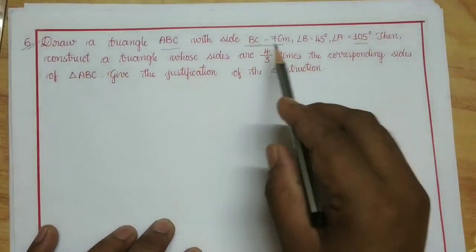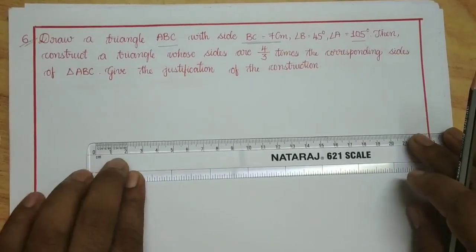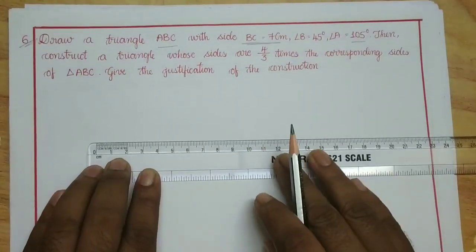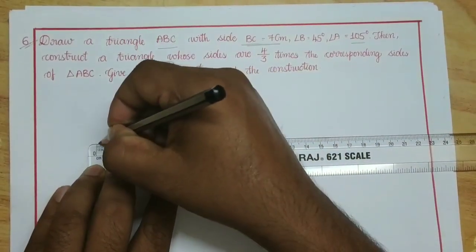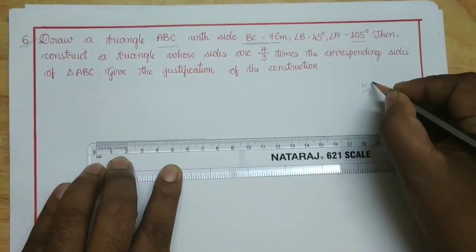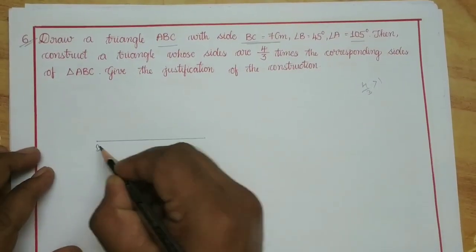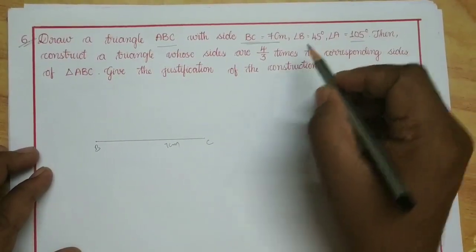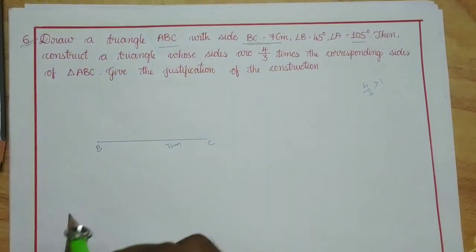Actually they gave BC of length 7 centimeters, and the angle given at A only but not given at C. So how to get it? The angle sum property is known to you, so with that we will get it. Then you see the scale factor, whether it is greater than 1 or less than 1. Scale factor 4/3 is greater than 1. So BC of 7 centimeters, and angle at B is 45. First we will construct that. So how to construct 45?